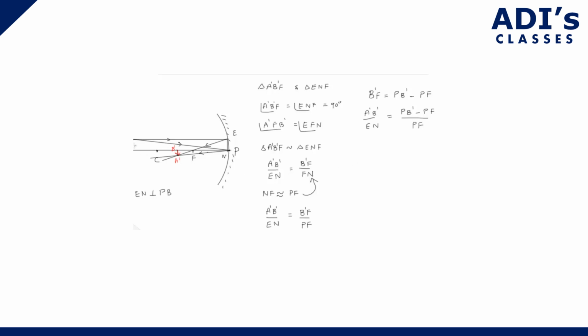Now if you look at this triangle again, these two triangles are similar. Now AB and EN, don't you think they are the same? Because we are talking about a rectangle, so AB is equal to EN. Substituting that, we have A'B' divided by AB is equal to PB' minus PF divided by PF. Now hold on to this equation. Let's call this equation number 1.